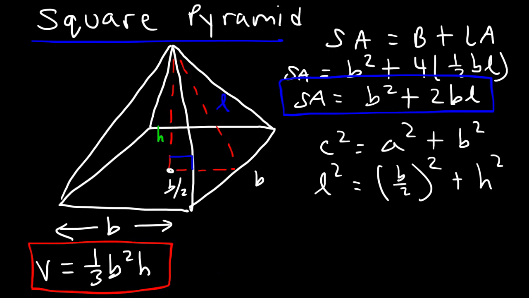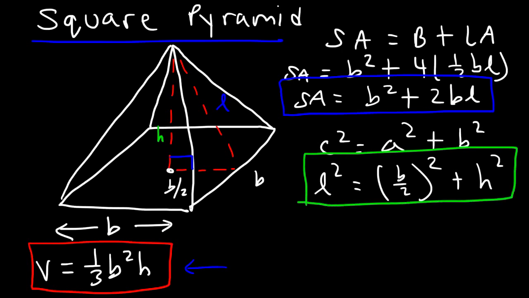So if you need to find the volume, you could use that equation. If you need to calculate the surface area, first you need to calculate the slant height using the height of the pyramid and the base of the pyramid. Once you have the slant height, you could plug it into this equation to calculate the surface area.